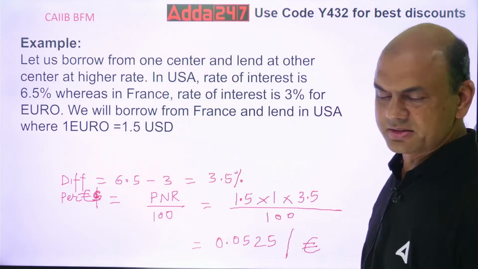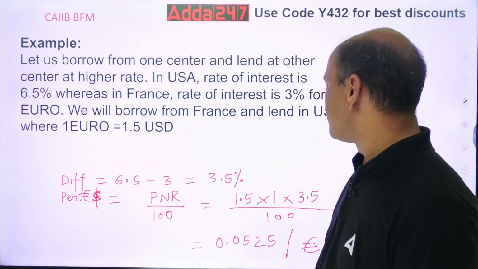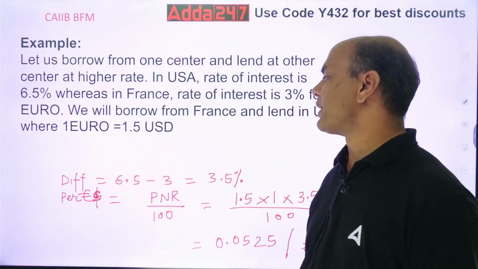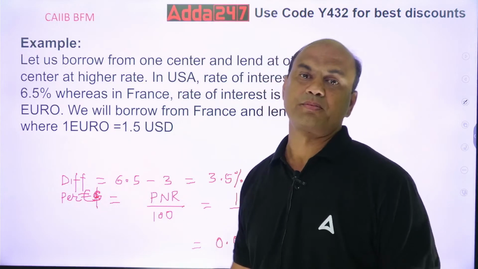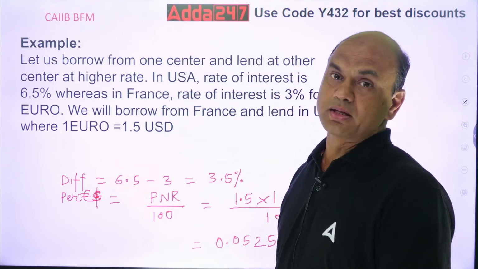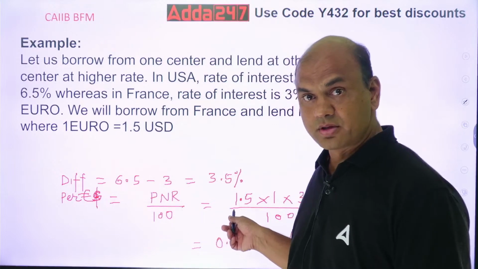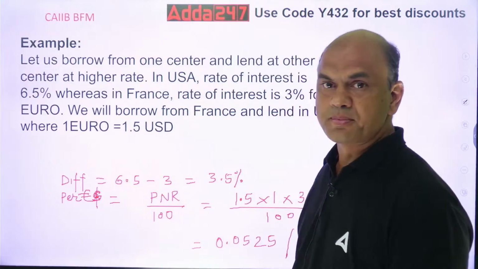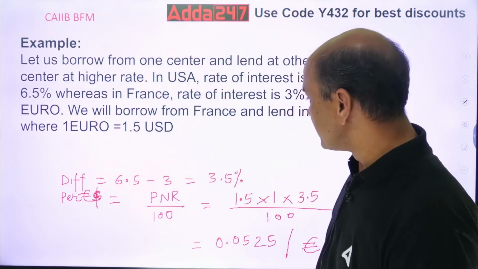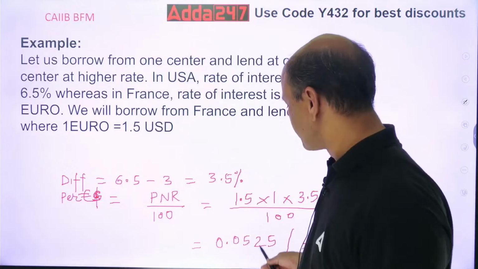Everyone try this. What are you getting? 0.0525. This much would be my income per euro for 1 year. This much would be my gain, simple interest. So this much I will be earning as extra interest, extra amount.